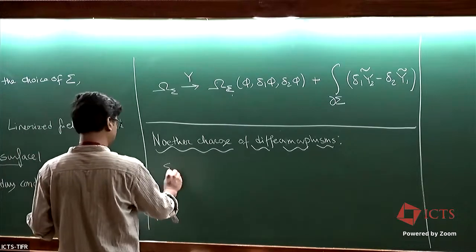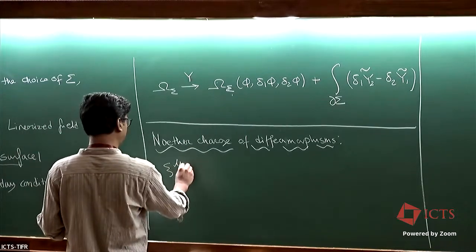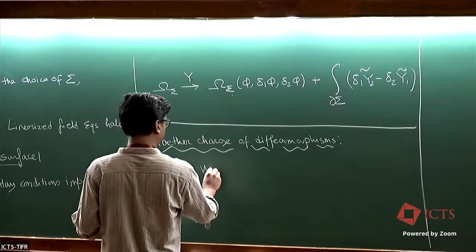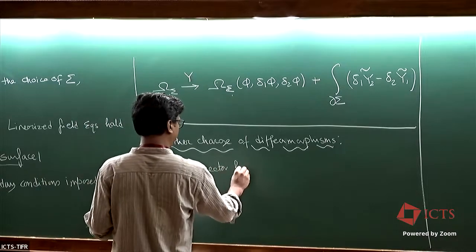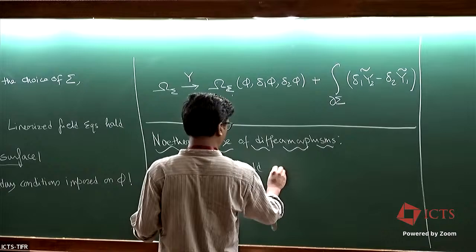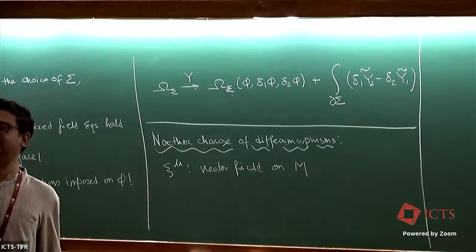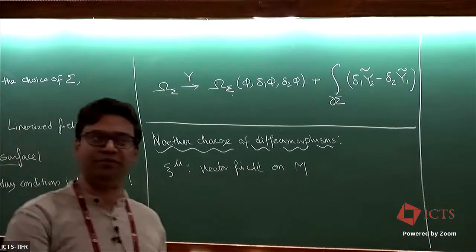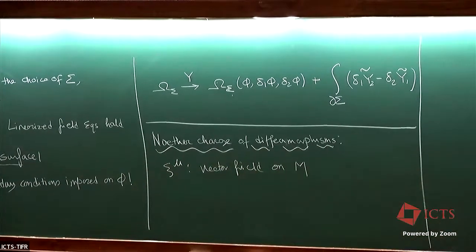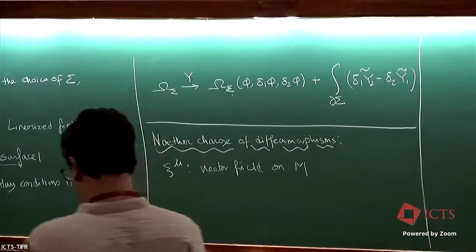So I will take a vector field on M. By vector field, of course, it means that it takes different values at different points of the manifold. And since it's a field, a function of x mu, I can assume certain smoothness properties, that certain derivatives can be taken.